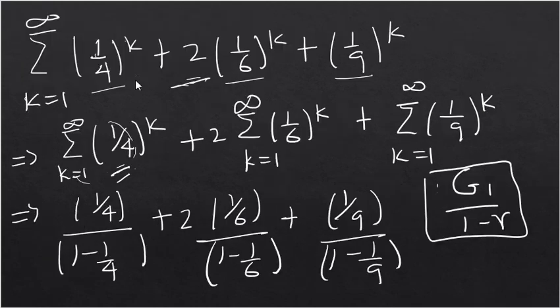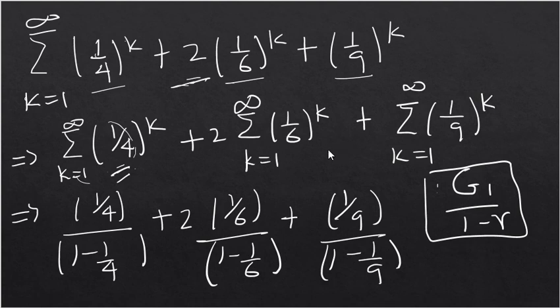So this is it. The next step, what do we do? We give the summation for each of them. So the summation of 1 over 4 the whole to the power of k plus 2 times, because 2 is constant here, it can be taken out of the summation. Then the summation of 1 over 6 the whole to the power of k, plus again the summation of 1 over 9 the whole to the power of k. Each of them k starts from 1 to infinity.